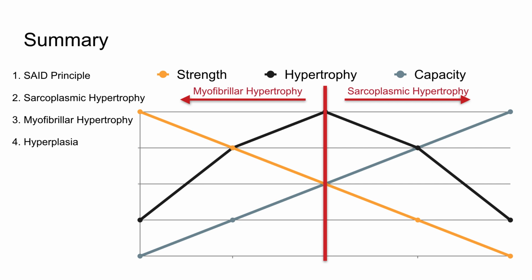Sarcoplasmic and myofibrillar hypertrophy are not mutually exclusive and therefore are both always occurring. So when we talk about hypertrophy and an increase in muscle size, it's best to think of myofibrillar and sarcoplasmic hypertrophy as two pieces of the same puzzle. And any increases in strength or work capacity are related to the changes in the training parameters. And finally, hyperplasia simply means to increase the total number of muscle fibers.